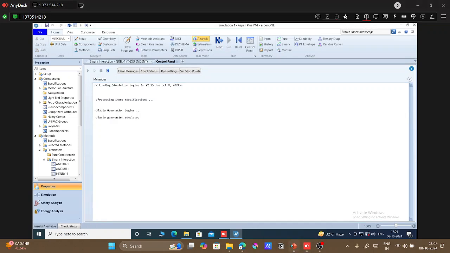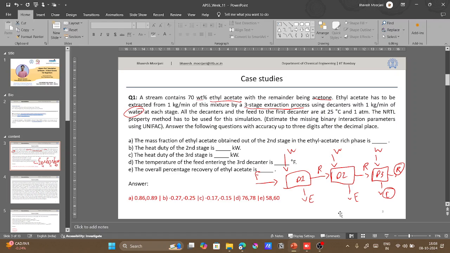Now in this problem statement, it has been said that ethyl acetate has to be extracted from a feed whose flow rate is given as 1 kg per minute, with 70% ethyl acetate and 0.3% by weight acetone, and water is used as a solvent. All the feed as well as the decanter are running at 25 degrees centigrade and 1 atmosphere.